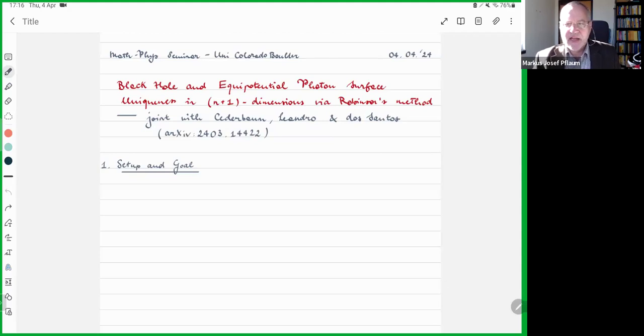Our speaker today is Albachiara Cogo from the University of Tübingen, and she will speak about black hole and equipotential photon surface uniqueness in n+1 dimensions via Robinson's method.